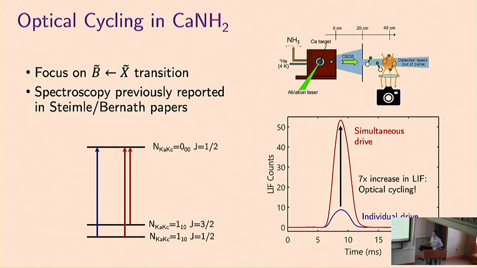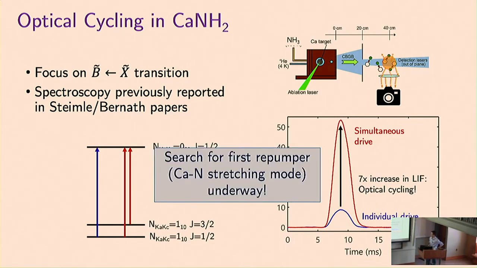Now, we're limited right now by the interaction time, which is why we're not seeing the factor of about 20 that we expected. And we're also in the process of looking for a repumping laser to address the CaN stretching vibration, which would allow us to increase this to about 60 or 70 photons per molecule, which is a level at which we think we could start to attempt the 1D Sisyphus cooling that I showed for CaOCH3.